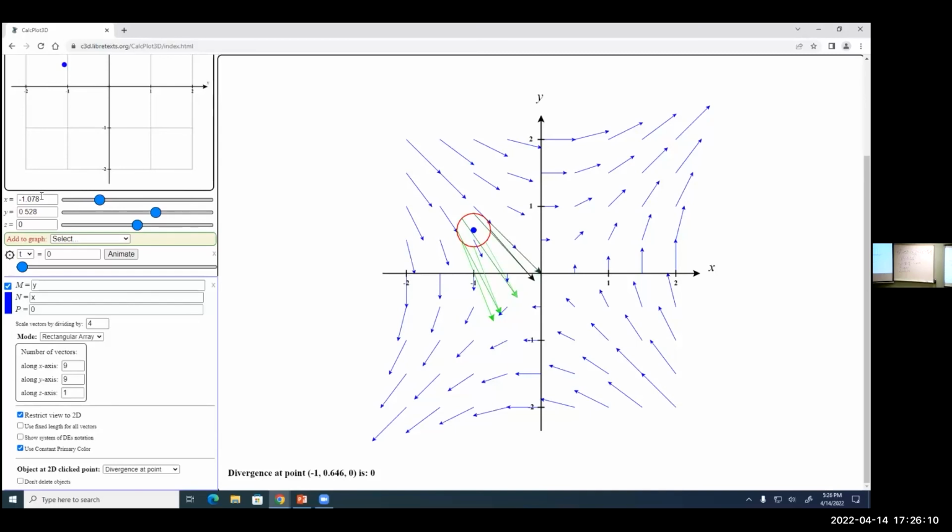So let's go to a very nice, easy point. Let's just do 1, 1. Okay. All right, so we see something like this, and we want to know, okay, is that a source or a sink, or is it neutral there? Remember, we can calculate this. So now I'm doing it for this vector field here. I need to go back to the original.